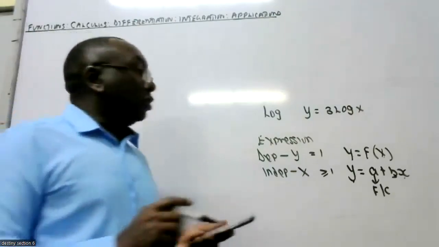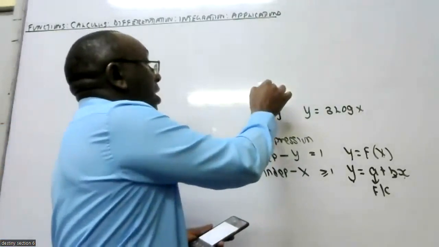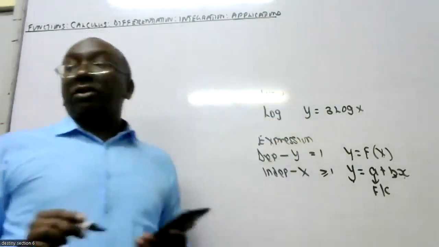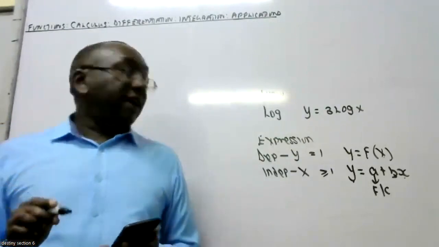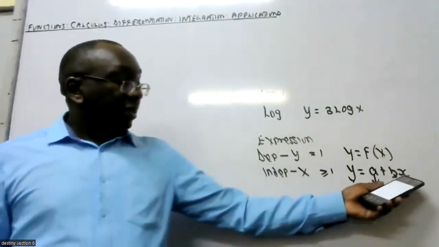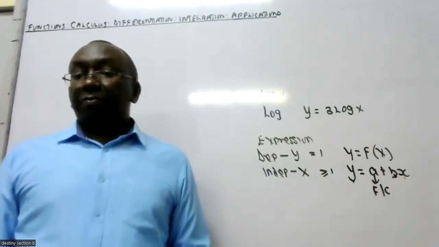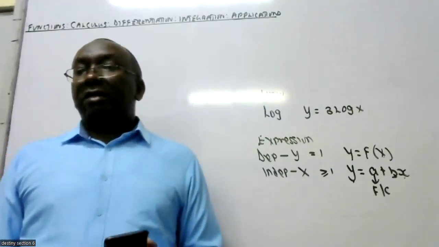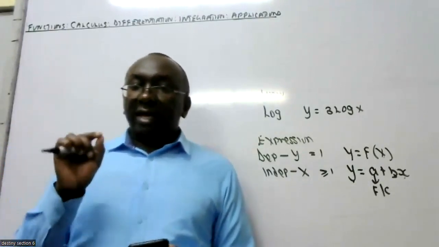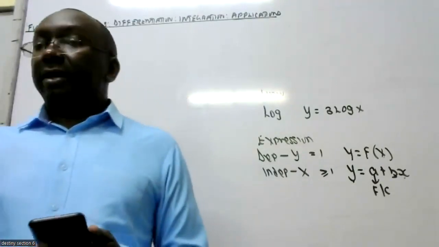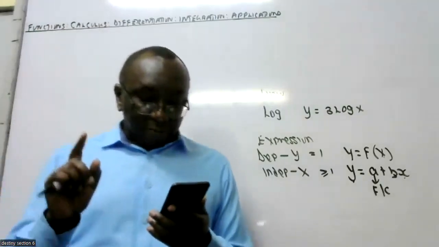The other thing is what you call univariate function. Now, a univariate function is a function which has only one independent variable. Like now, this one, this is a univariate function because there is only one independent variable.